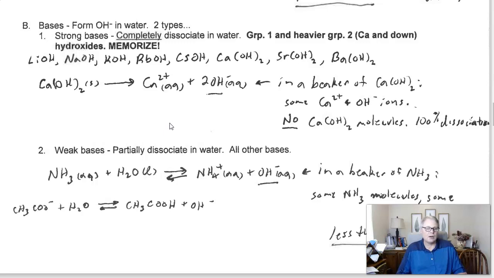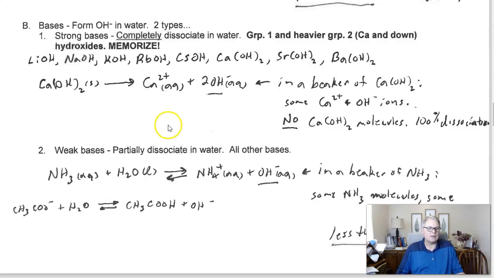The only difference between your group 1 and your group 2 is how much hydroxide you get. So let's say, for example, calcium hydroxide. What happens when I put that in water? Well, it breaks apart to give me Ca2+, and I get 2 hydroxides out of the deal. So I get twice as much hydroxide for my money here with calcium hydroxide as I do with sodium hydroxide. But they're both still strong bases, because it doesn't matter how many hydroxides I get.